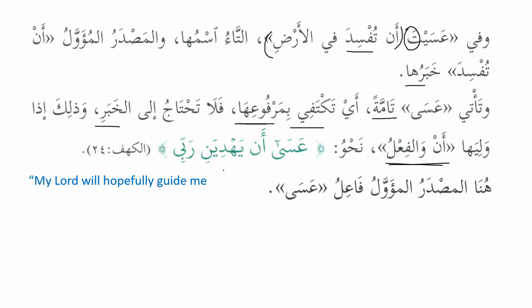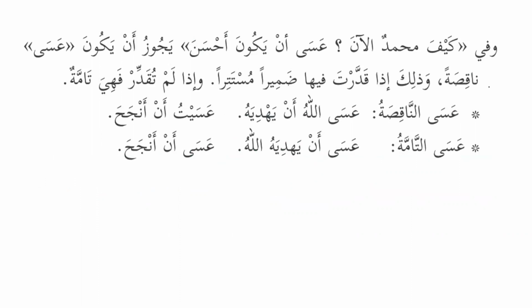نحو عسى أن يهديني ربي. هنا المصدر المؤول فاعل عسى, and here المصدر المؤول is the doer of عسى. My Lord will hopefully guide me. So we can see that it can be translated as hope and also fear. But if you're not sure whether to translate it as hope or fear, then you can translate it as perhaps. وفي كيف محمد الآن, and in the sentence how is Muhammad now, عسى أن يكون أحسن, I hope that he is doing fine or he is good.